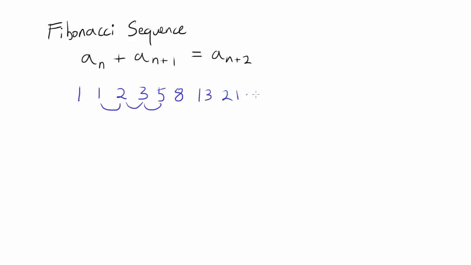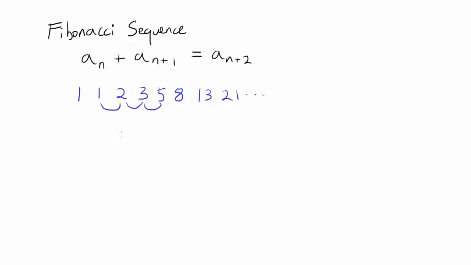A Fibonacci sequence is whenever you have one term, a sub n, and the next term, a sub n plus 1, and they add up to the next term, a sub n plus 2. The most famous Fibonacci sequence is the one that starts with 1, 1. Then you get 2 by adding these two, and the next term is 1 plus 2, or 3. The next term is 5, 2 plus 3, then 8, 13, 21, and so on. So that's a very famous Fibonacci sequence.